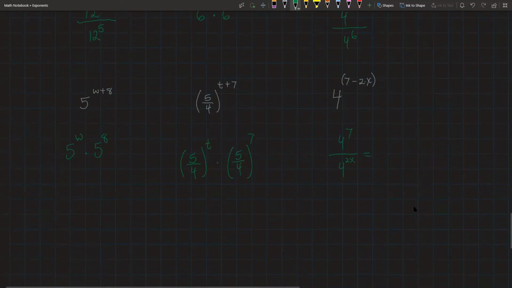But it could also be 4 to the 7th over 4 squared to the x, or with the denominator of 4 to the x squared, right? Either one of those 3. If you got either one of those 3, that's great. If you got 2 of them, that's excellent. If you got all 3, then you're definitely ahead of the game by now.